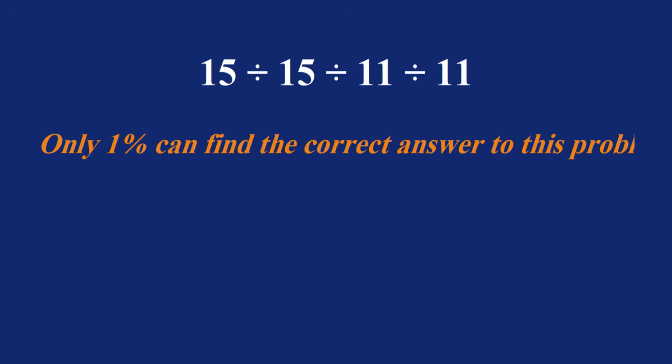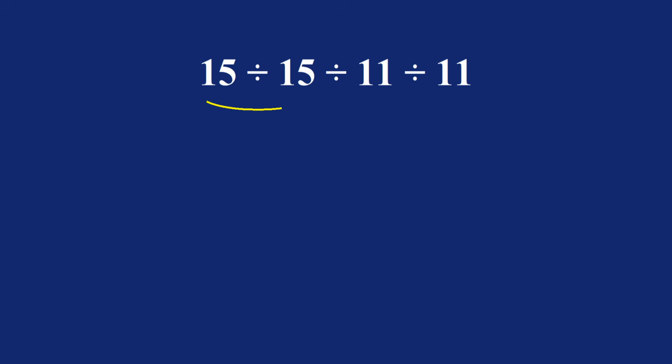In this exact moment, 15 divided by 15, which equals 1, and 11 divided by 11 equals 1. Now we have this problem: 1 divided by 1, which equals 1. But this answer is not correct because according to the order of operations, we must do this division, then this division, and at last this division.